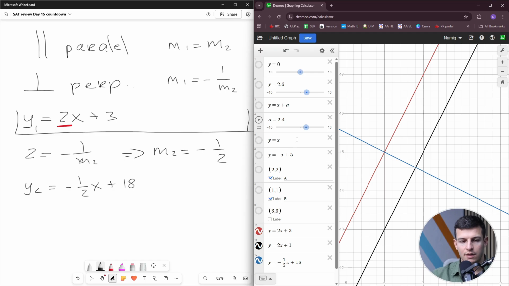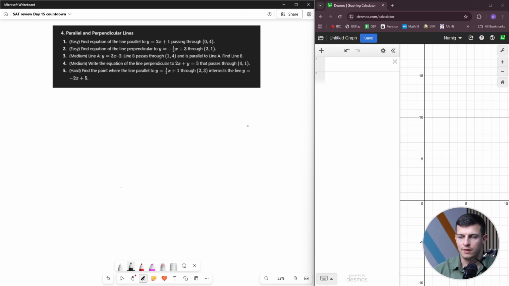So that's what we need to remember about parallel and perpendicular lines. Usually students have a lot of problems when it comes to parallel and perpendicular types of questions. So what we need to remember here is two things. If the lines are parallel to each other, that means m1 is equal to m2. And if they're perpendicular to each other, then m1 is the negative reciprocal of m2.